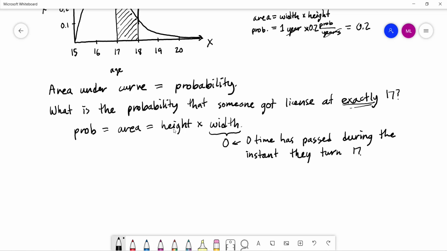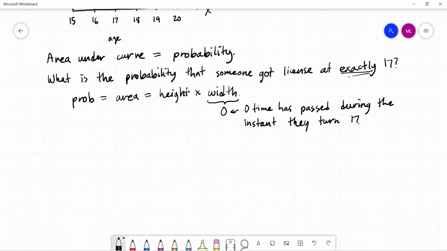If the width is 0, it doesn't matter what the height is. What is the overall probability going to be? The probability is going to be equal to 0. Any number you want to plug in here, if you're multiplying it by 0, you're going to get 0 out of it. The area under the curve is going to be 0. And this is a really counterintuitive idea for a lot of people.